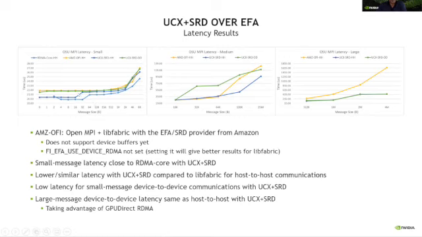Again, the dark blue line is the latency for host-to-host communications with SRD. Again, we see that we are close to RDMA core. Another observation here is that before 32-byte message size, we're seeing a lower latency with UCX compared to libfabric. But this is because when I got these results, the libfabric provider did not use inline send for small messages. Apparently that has been updated now. So if you get these results again, we should see a lower latency for libfabric.